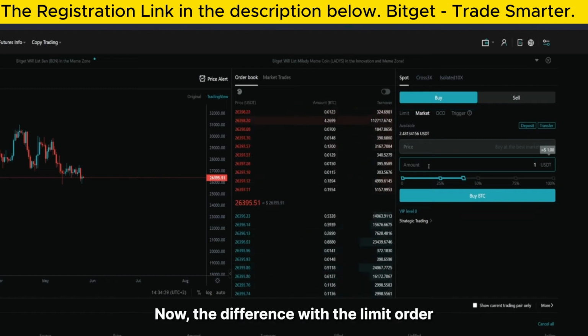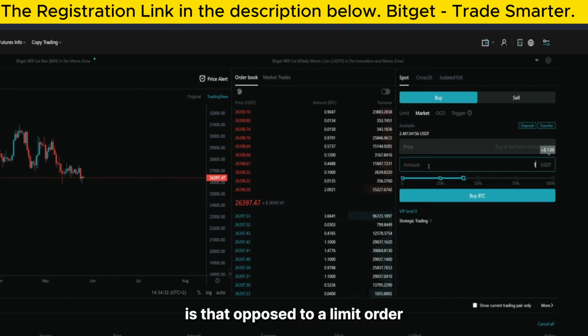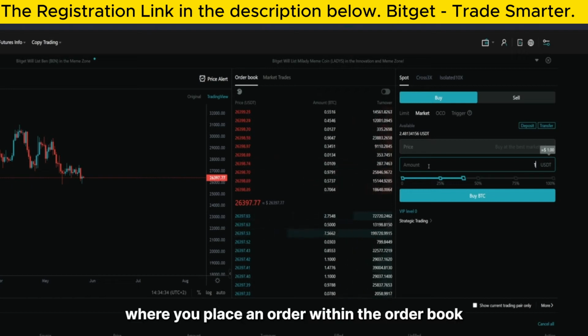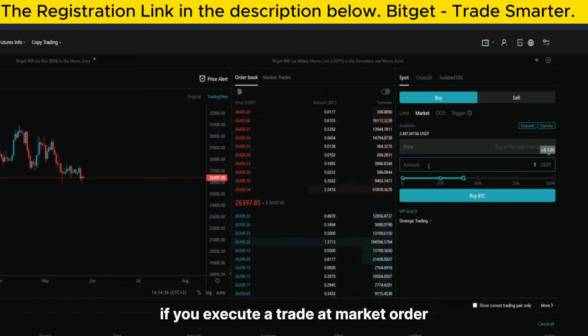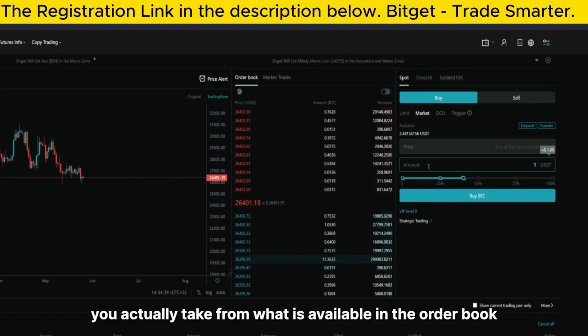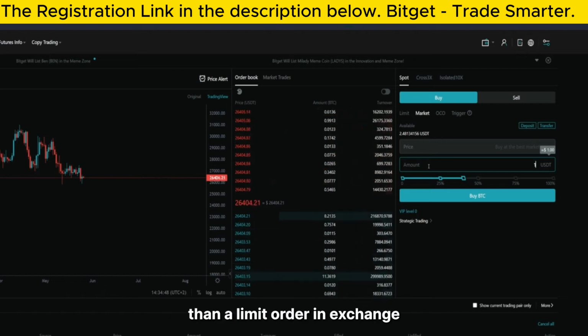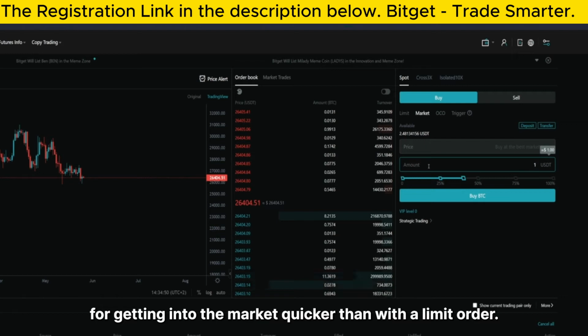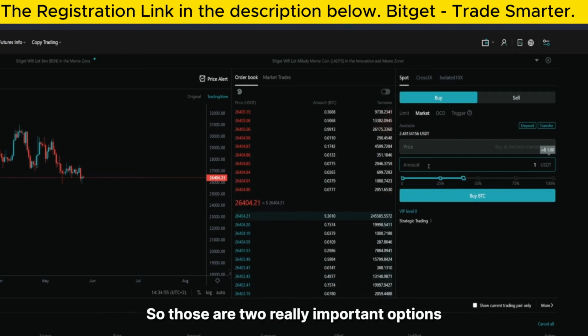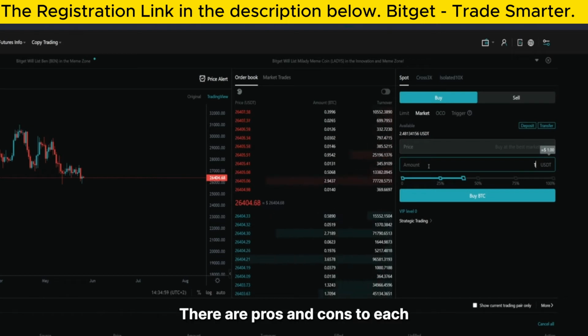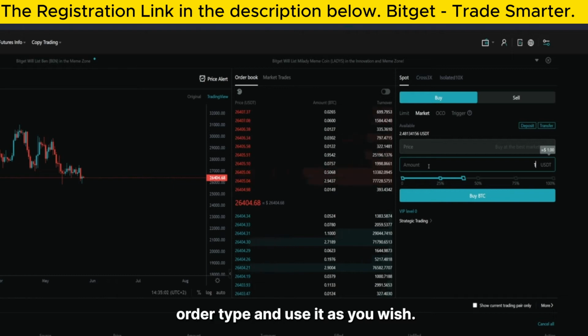The difference with the limit order is that, as opposed to a limit order where you place an order within the order book, if you execute a trade as a market order, you actually take from what is available in the order book. Therefore the fees are slightly higher than a limit order, in exchange for getting into the market quicker. So those are two really important options that you need to take into consideration. There are pros and cons to each order type, and use it as you wish.